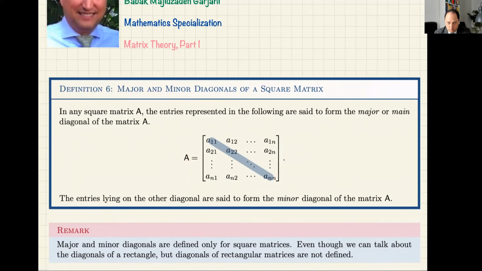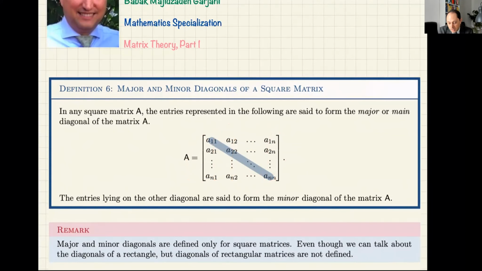Because the index on the last one is n. Yes, exactly. The last one is n, so it means that this has n rows because the final row index is n, and it has also n columns. Why? Because this is the way that I see it. The last index is the n index. So this is an n by n matrix.